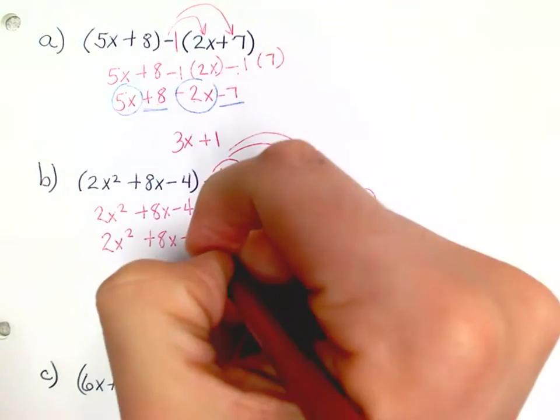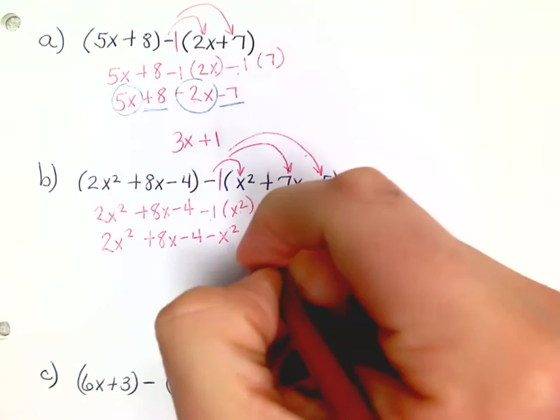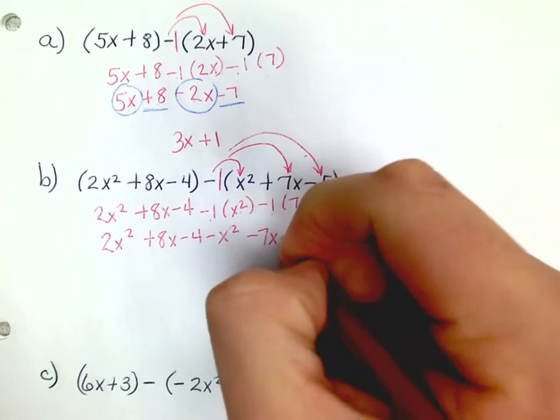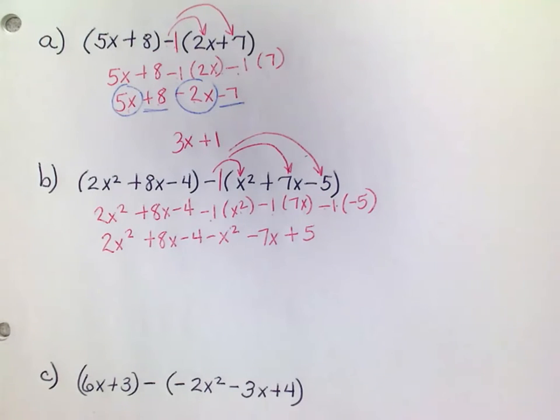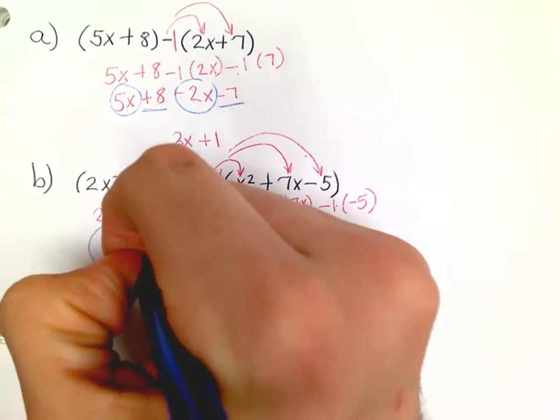So we have 2x squared plus 8x minus 4. Negative 1 times x squared is a minus x squared. Minus 1 times 7x is a negative 7x, and then a minus times a negative is a positive. 1 times 5 is 5. Let's go through like we did earlier, and let's group things together with similar terms.